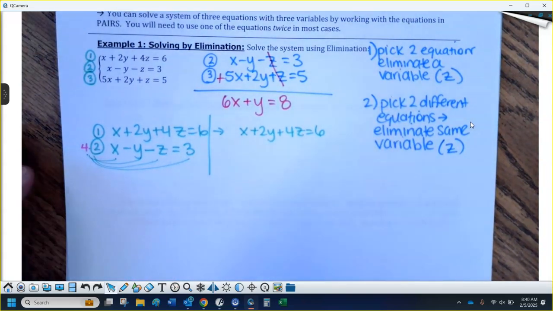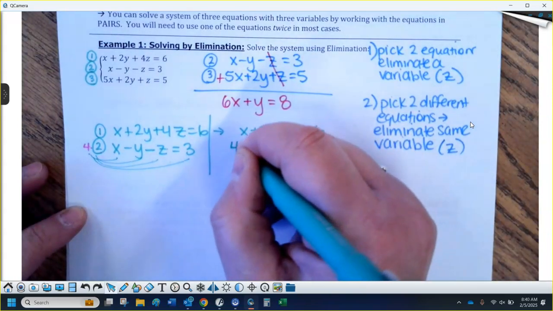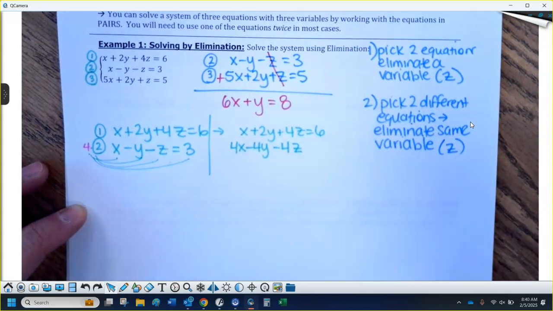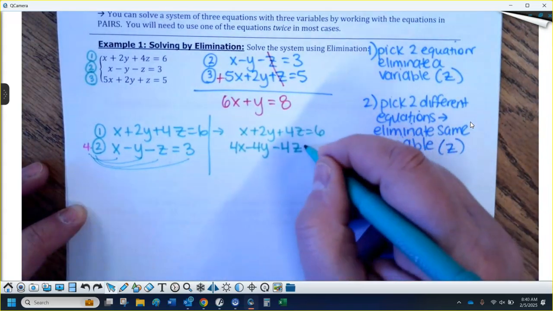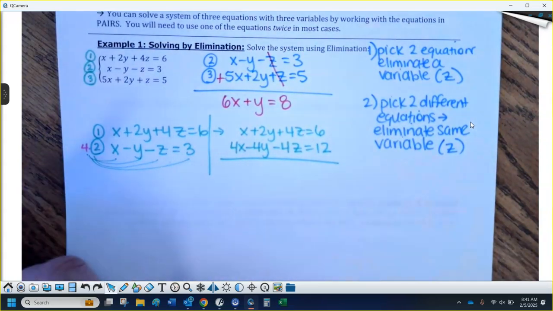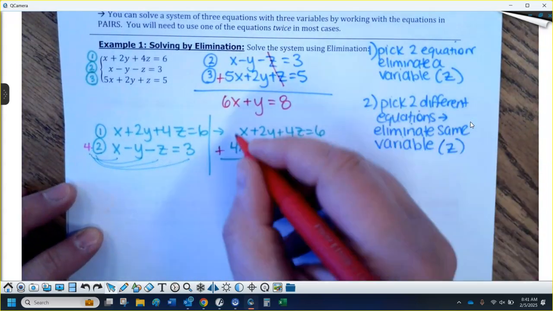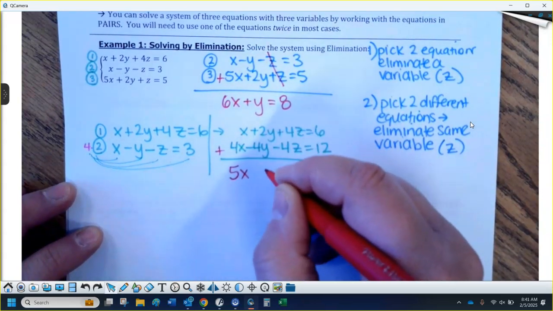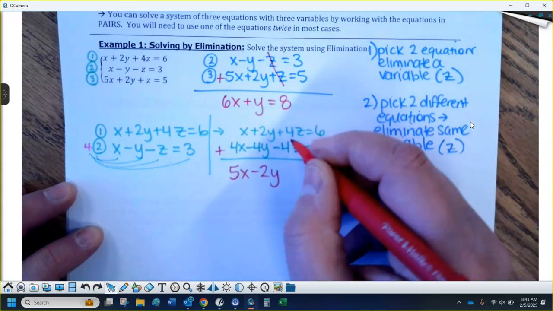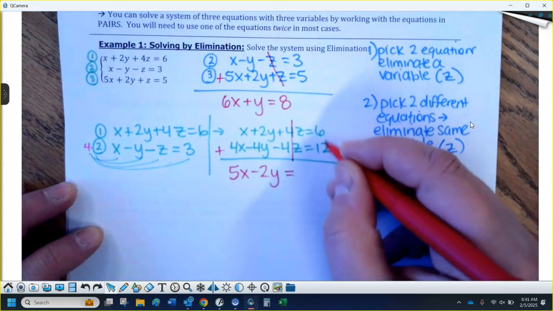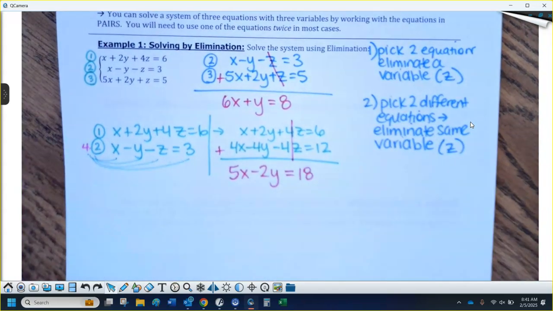The goal is to get rid of z. So we're going to turn this into 4x minus 4y minus 4z. I'm trying to make the z's opposites, which we have there. 4 times 3 is going to give you 12. Okay, so our whole goal: we picked 2 different equations, but we had to eliminate the same variable. So I'm going to add these. x and 4x is 5x. 2y minus 4y would be negative 2y. This is important: the z's cancel, so I got rid of those again. And 6 and 12 is going to give us 18.